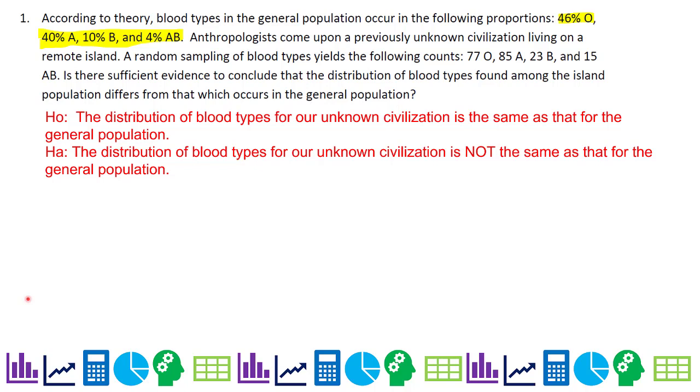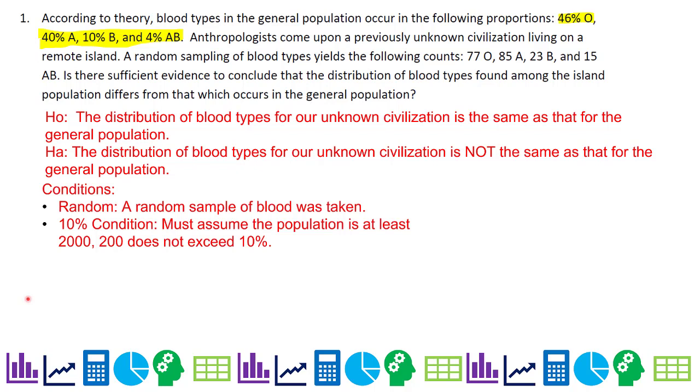So I still have to check conditions. We have the random condition like we did before. A random sample of blood was taken, so we're fine. For the 10% condition, we must assume the population is at least 2,000, so that 200 does not exceed 10%. We have to assume that, which is probably reasonable.